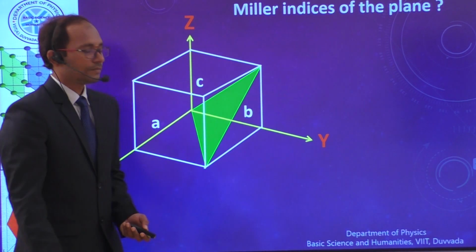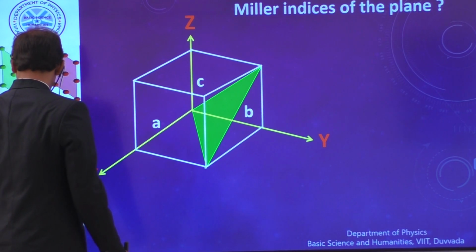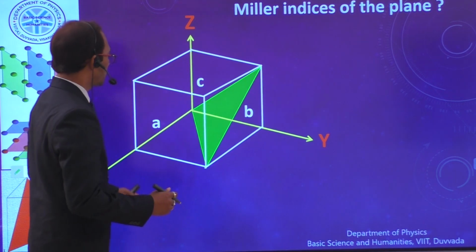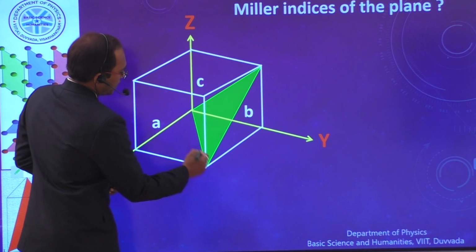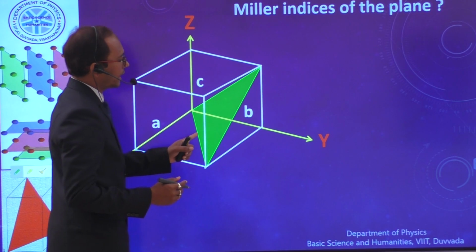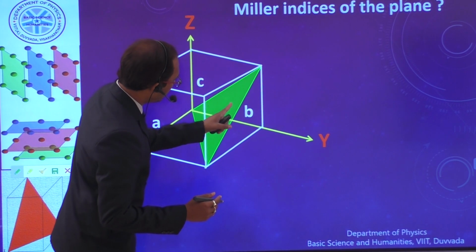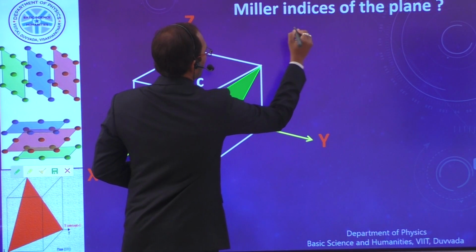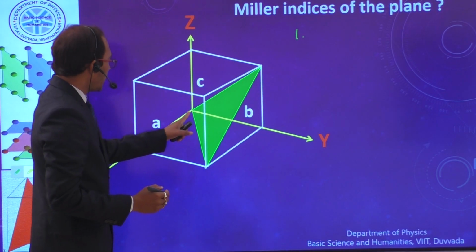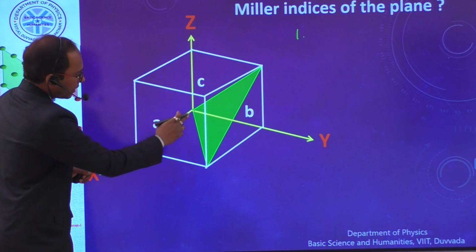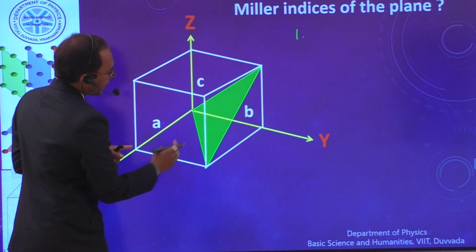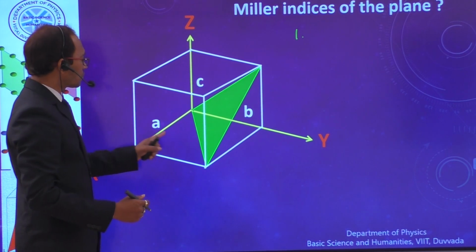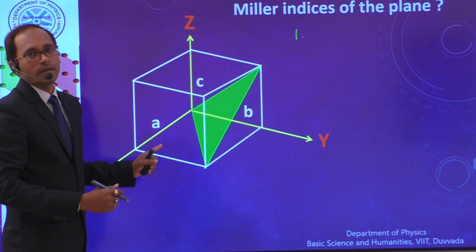Okay, next example. In this example, let us see here. It is something like tricky that we have to be careful while doing this exercise. This plane for finding Miller indices is somewhat difficult. Why it is difficult? If you take step 1, if you see x-intercept, it is not touching anywhere on x-axis, but at the same time it is not parallel to x-axis. So how to find x-intercept for this case?